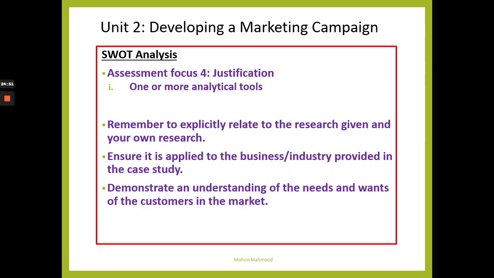And again, the SWOT analysis is a part of assessment focus 4. Justification. So remember to explicitly relate the SWOT analysis to the research given and your own research that you've done privately. Ensure it is applied to the business or the industry provided in the case study, and make sure you're demonstrating an understanding of the needs and wants of the customers in the market. So don't just do a general SWOT analysis. Make sure you're looking at the case study, make sure you're looking at part A, and make sure you clearly demonstrate an understanding of the needs and wants of the customers in the market.